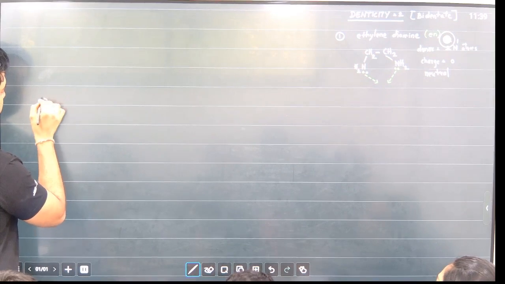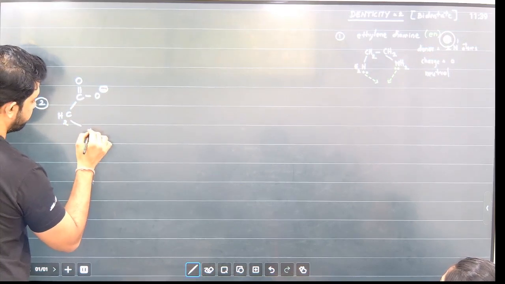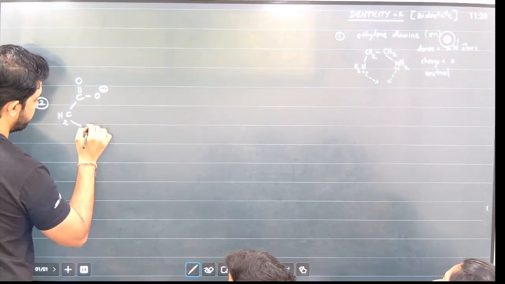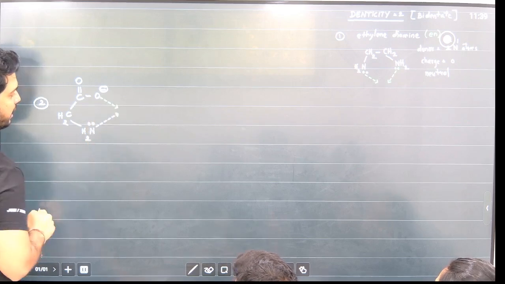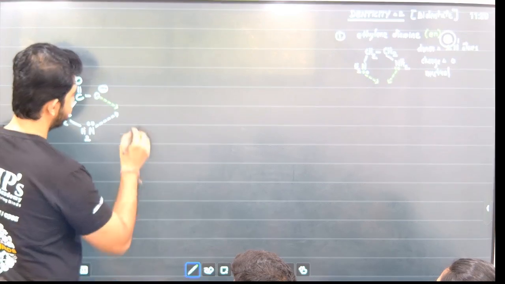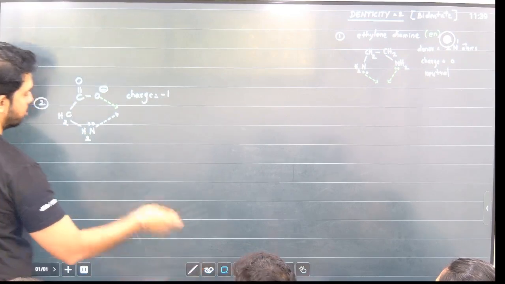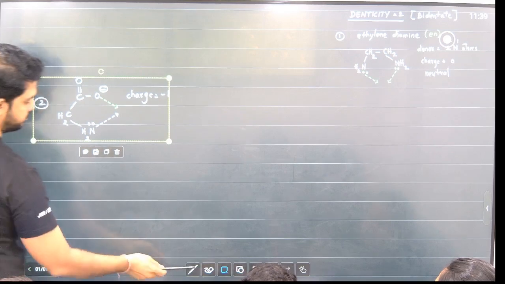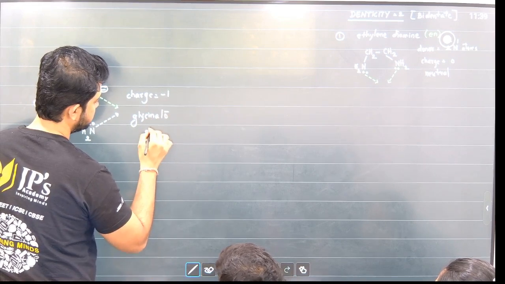Chalo, next. What was the second one? Derivative of glycine, which is glycinato. Donor atoms, oxygen and nitrogen. And charge, please. So charge is -1. Now I'm not writing the donors because the coordinate bonds show the donor atoms. We also write this as just Gl.